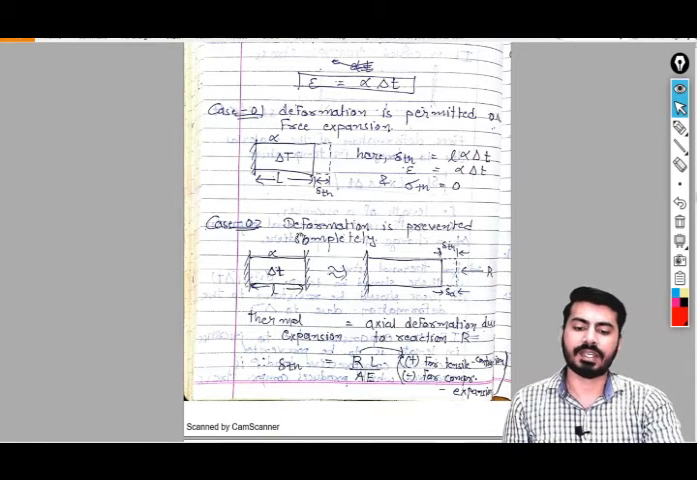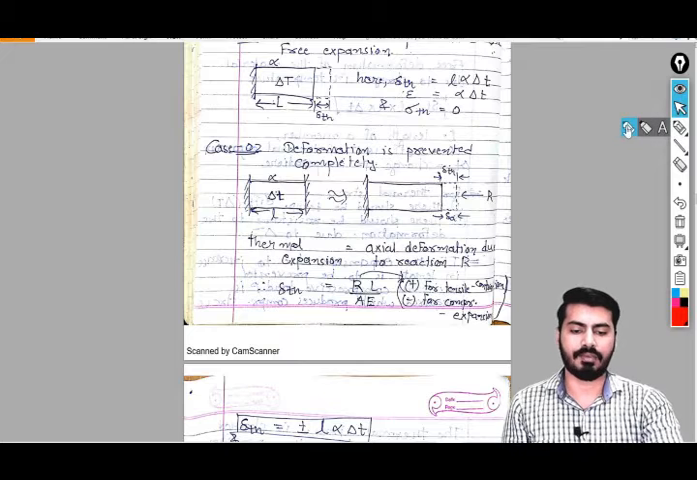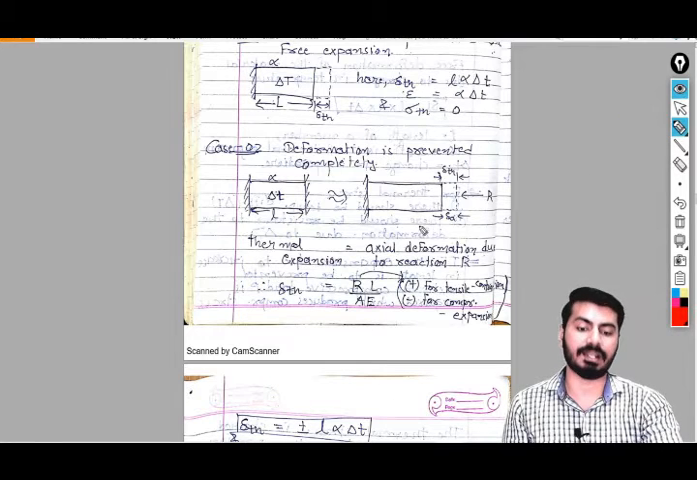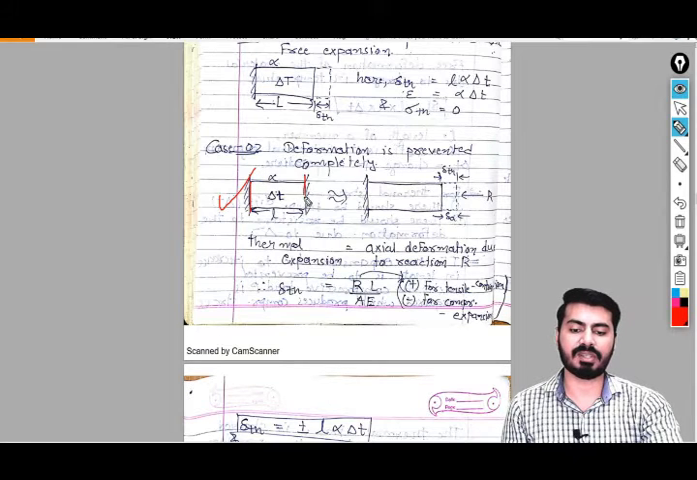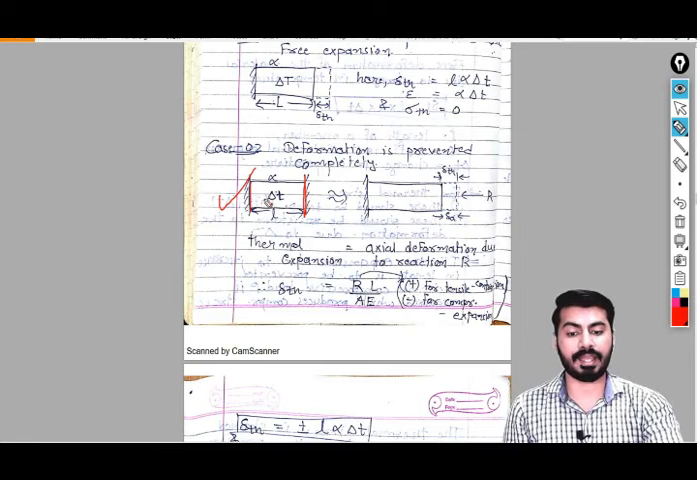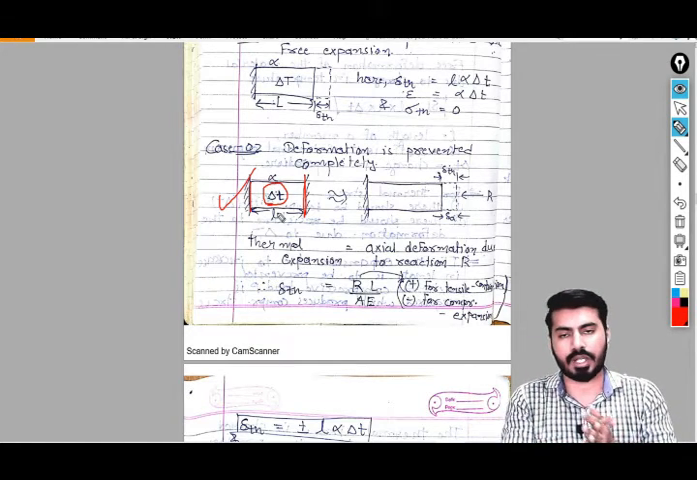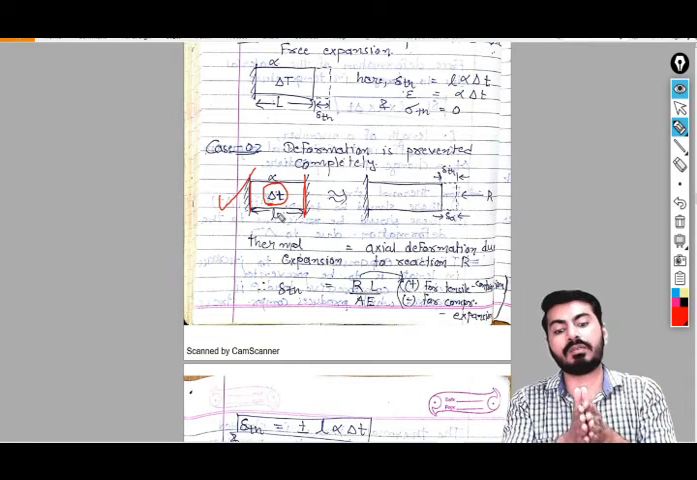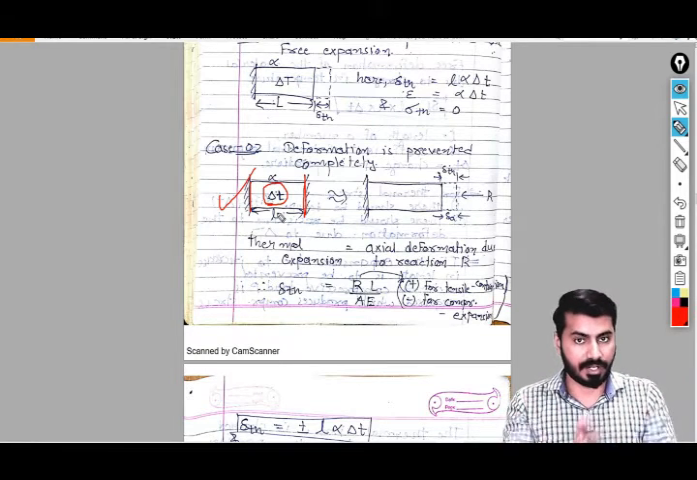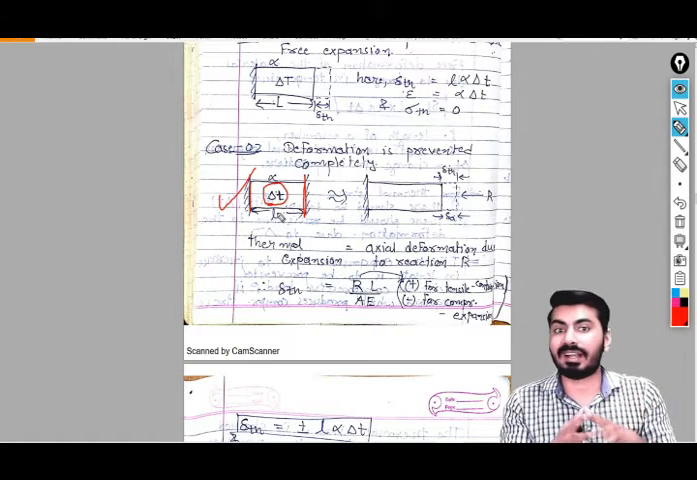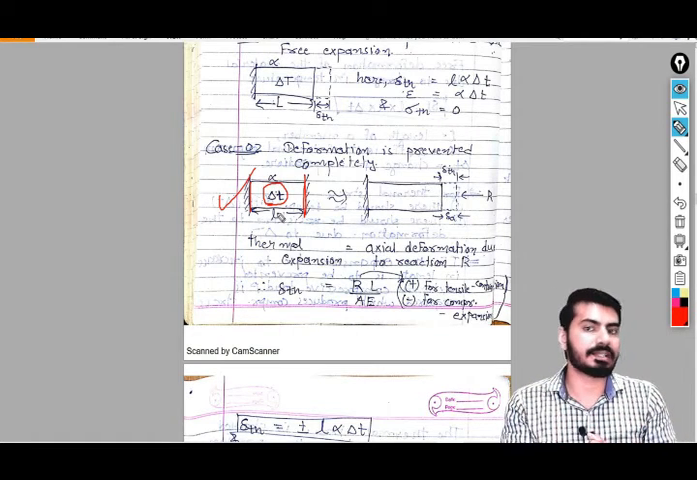Now case number 2. Case number 2 is the case where deformation is prevented completely. As you can see in this diagram, the body is completely restricted between these 2 restrictions, within which the body cannot move. If you change the temperature, if you apply a delta T temperature change, then the body will try to either expand or contract based on the change in temperature. Let's say we are increasing the temperature, the body will try to increase its length, but you are not allowing the body to expand, and that will create stress in the body.